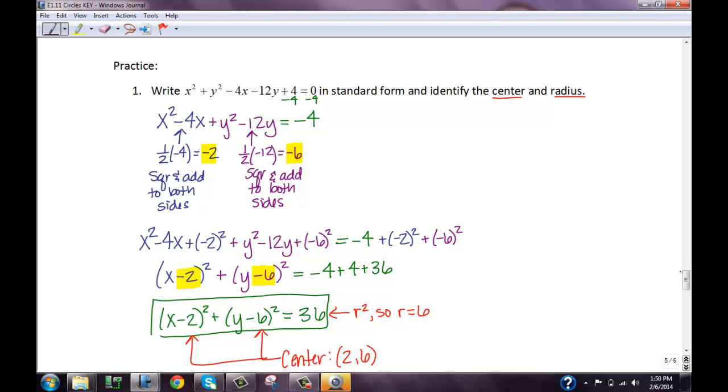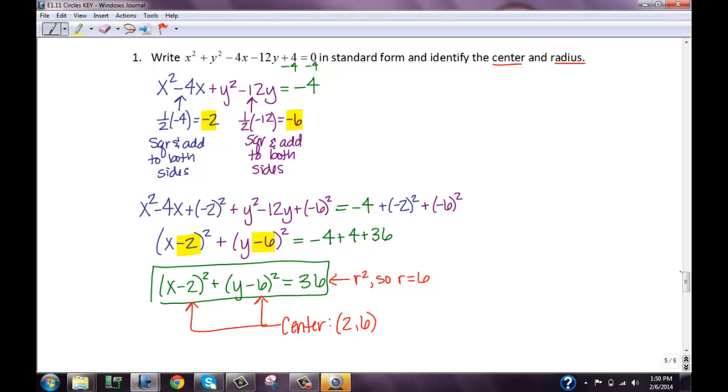So we identify our center and our radius, which by looking at inside our squared quantities, we just change the signs of those numbers, which gives us a center of 2, 6. And then our radius, since we know our radius squared equals 36, that means our radius must be 6.